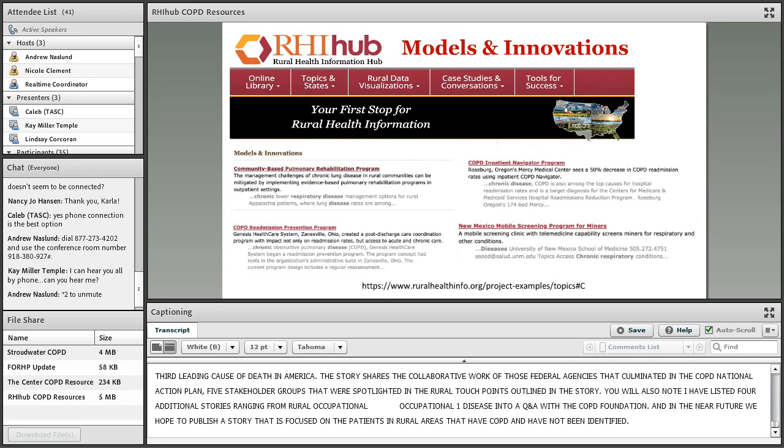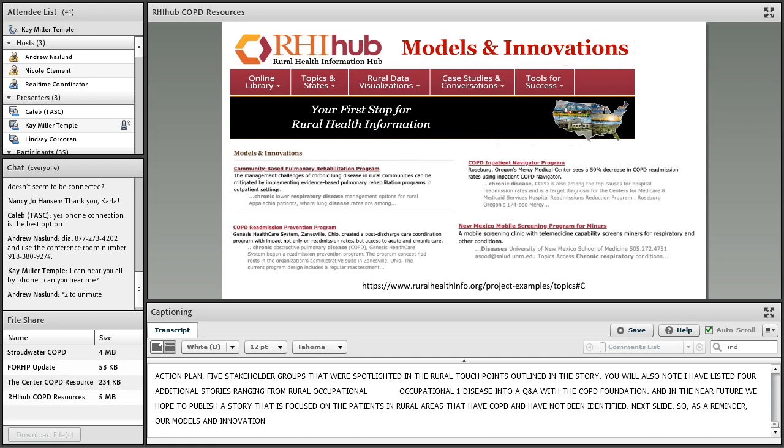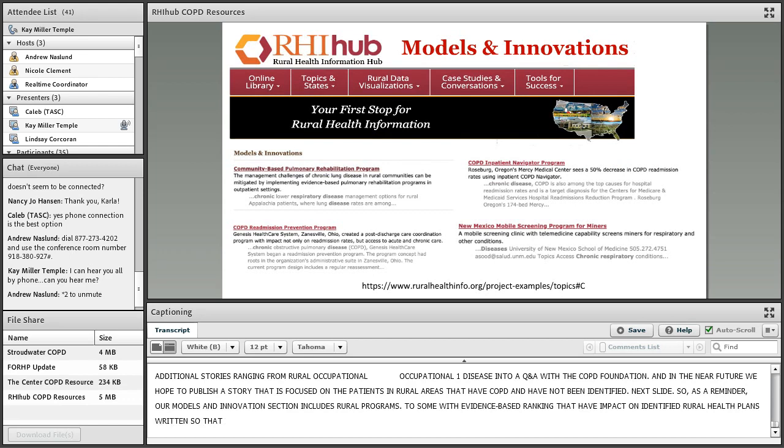Next slide. As a reminder, our Models and Innovation section includes rural programs, some with evidence-based rankings, that have impact on identified rural health problems and are written so the program's information can be quickly scanned as to the program's services, its results, and suggestions for how you can replicate it in your own area.